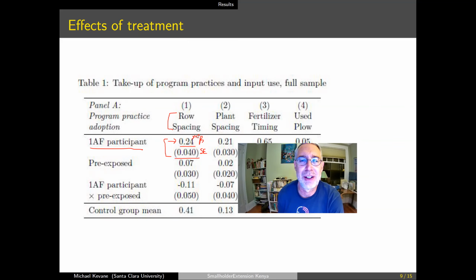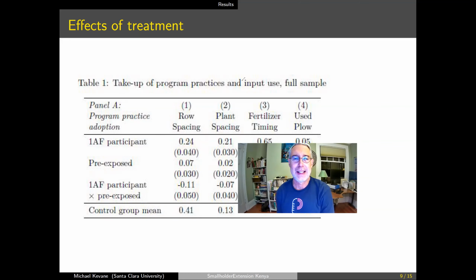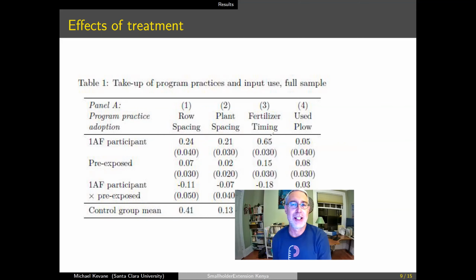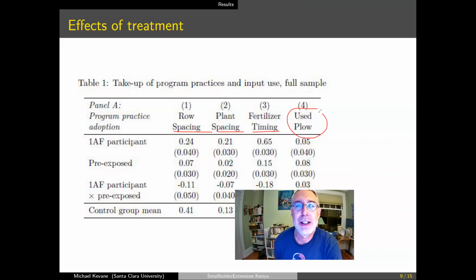We have 3 asterisks here. Right, so they decide to follow the AER convention of not including asterisks on the coefficients. So these are a variety of indicators of good crop practices: row spacing, plant spacing, and fertilizer timing. Whether or not they used a plow is not an indicator of improved practices, because, as they suggest, it's the timing that matters more than the amounts of things used. And indeed, using the plow, there's no statistically significant difference between the treatment group and the control group.